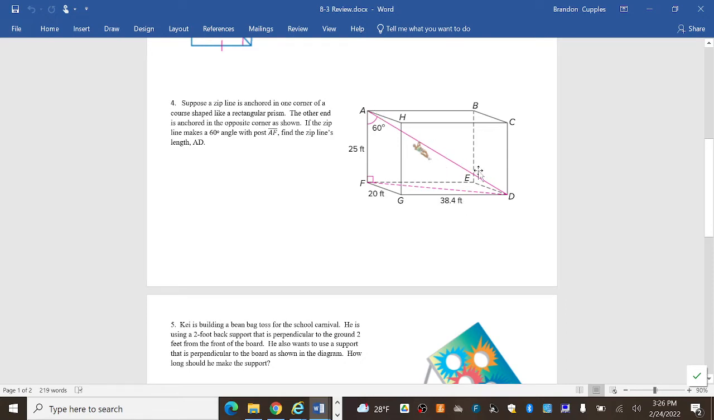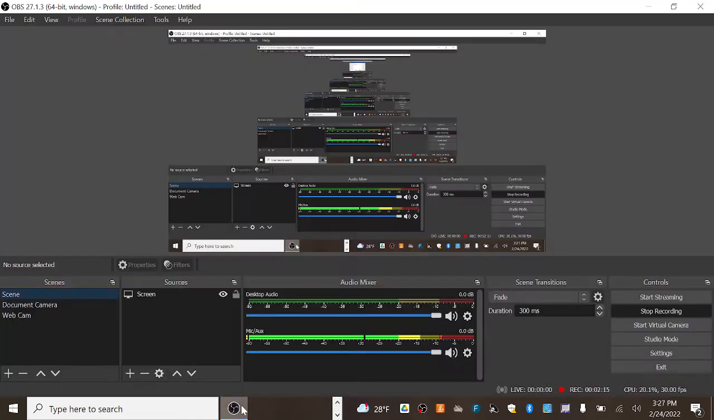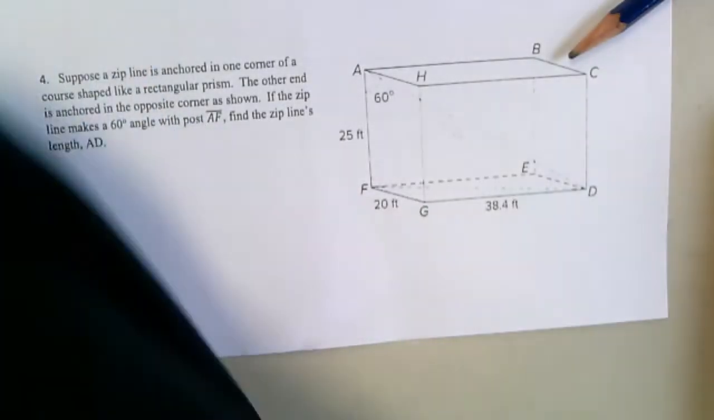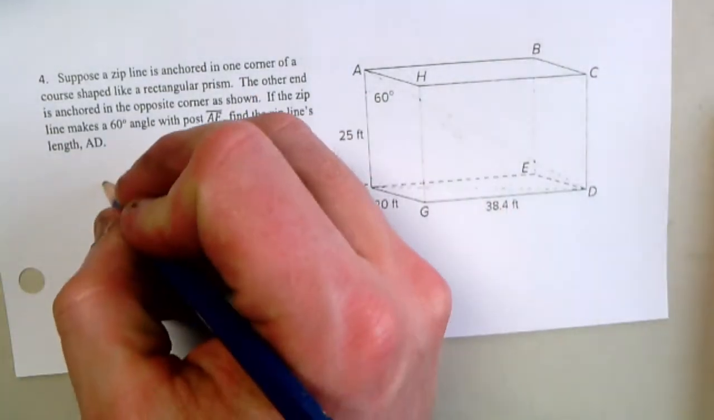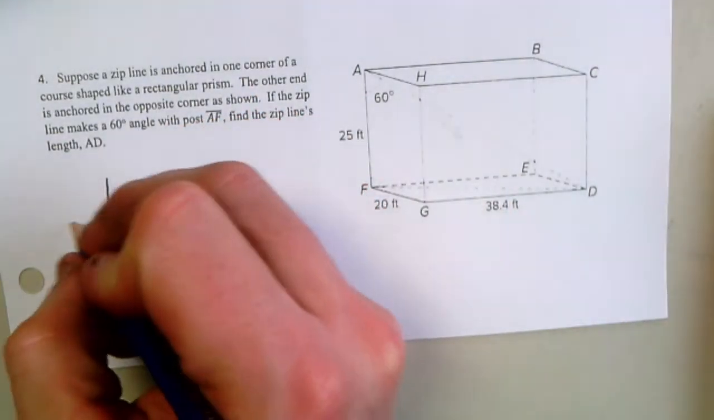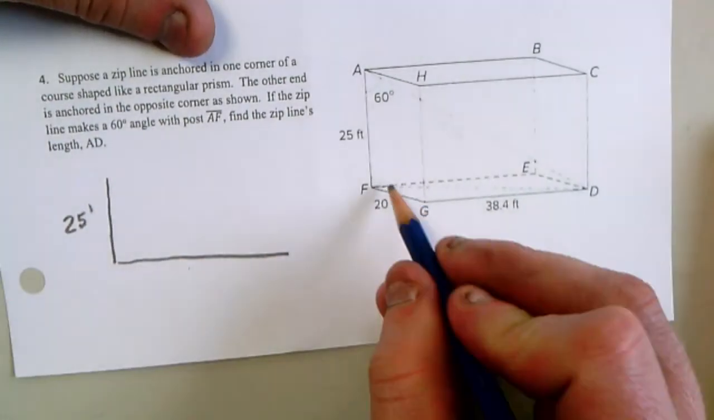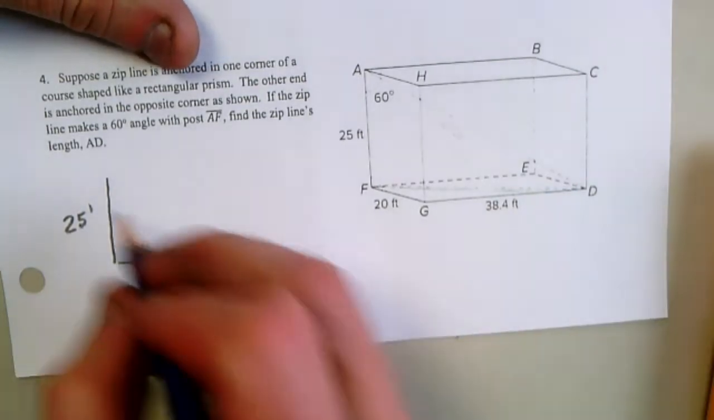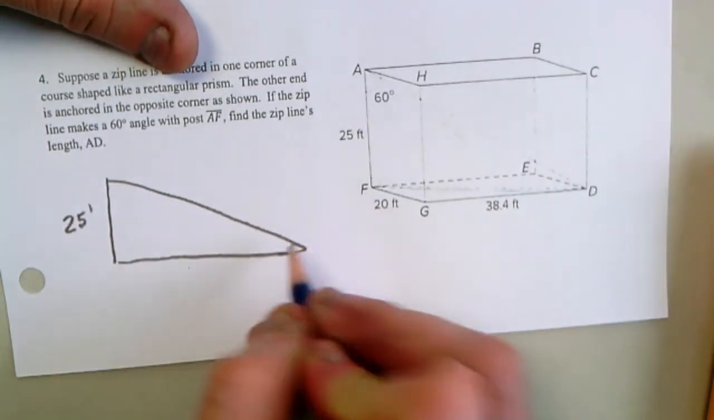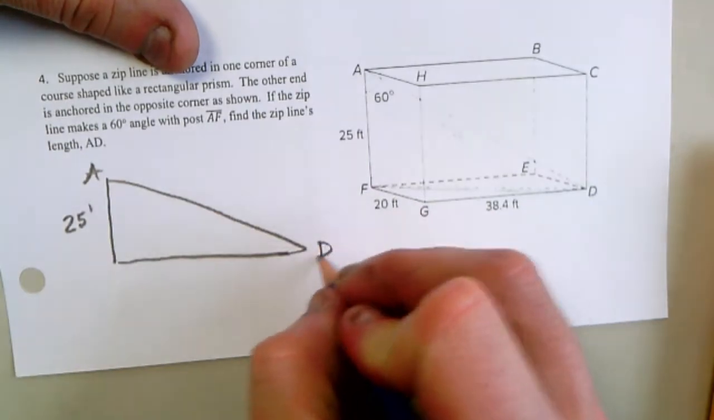Okay, we want to find this length right here. How long is that? Okay, well, how do we do that? Well, if you notice in that rectangular prism, you have a 30, 60, 90 triangle. And so what I would do is redraw that 30, 60, 90 triangle with everything that we know. So here's the length of AF, 25 feet. Here's my 90-degree angle, and that's the part that goes all the way across there, okay? And then what we want to find is the length of AD, okay?